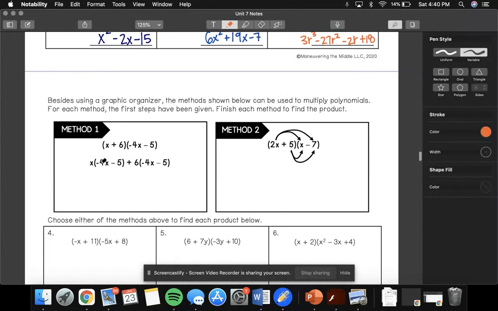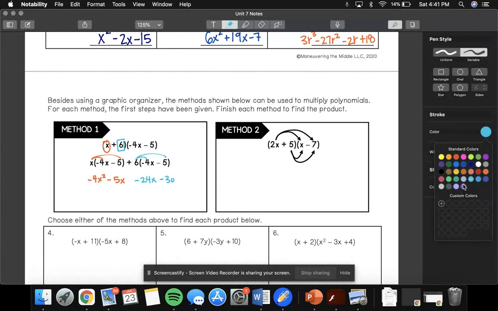Okay, so we're going to take x times negative 4x, which would become negative 4x squared. Then we'll do x times negative 5, which is negative 5x. So I just took this one term and I'm distributing it to the parentheses. Okay. Now I'm going to take this term and I'm going to distribute it to the parentheses as well. 6 times negative 4x, which is negative 24x. And then 6 times negative 5, which is negative 30.